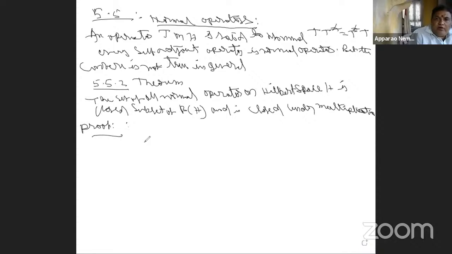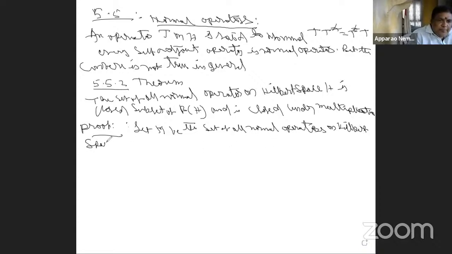Proof. Let capital M be the set of all normal operators on Hilbert space capital H. So required to prove, RTP, M is a closed subset of B of H.